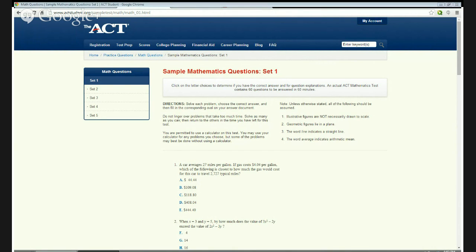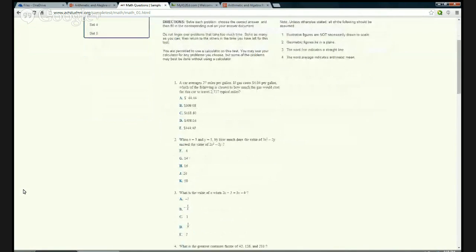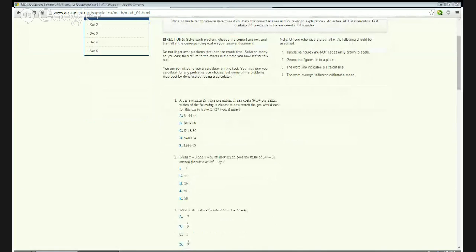Okay, so scroll down here. Well, first let's look at the directions and what they tell you at the top. This is always the same, so we can go over it now and then you won't have to read it on the ACT because it will be the same. They're telling you to solve each problem, choose the correct answer, and then fill in the corresponding oval. Do not linger over problems that take too much time. Solve as many as you can, then return to the others in the time you have left in the test.